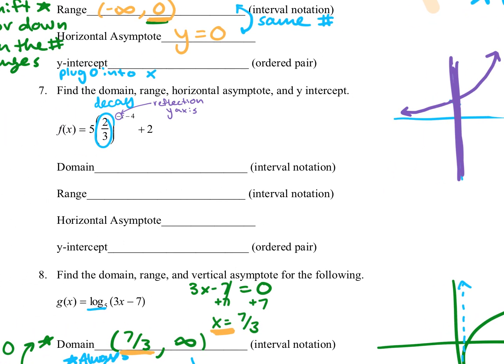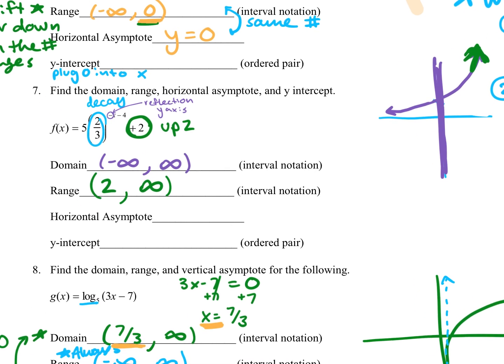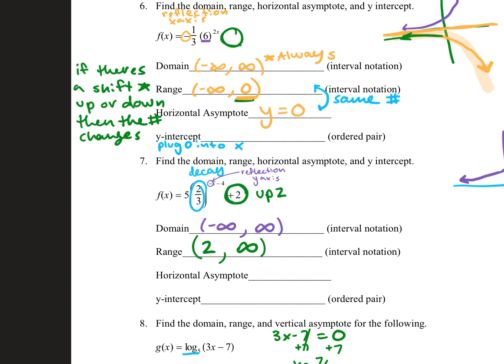Now let's talk about our domain. What would our domain be? Negative infinity to positive infinity, perfect. And what would our range be? So be careful, the range changes if we are moving our graph up or down. Since I have that +2, that means that we go up 2. So our range would be from 2 to infinity. Our graph is going up to infinity, so we know that it's to infinity, but it starts at 2. Yesterday I said, if there's a shift up or down, then the number changes for range and for horizontal asymptote. So this applies to both. Because we moved it up 2, our range went up 2. Now what would our horizontal asymptote be? Y equals 2. So it's going to be the same number as the range. And then how do we find the y-intercept?